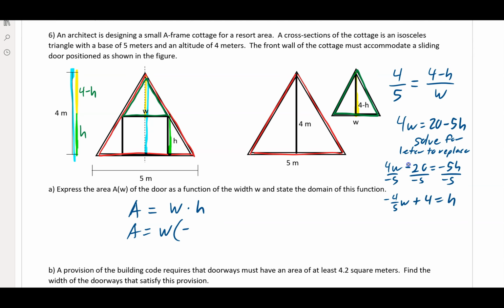And so that is what we plug in, negative 4/5 W plus 4. And then that is our quadratic. Let's simplify this. This is negative 4/5 W squared plus 4W. So we know it looks like this because it has a negative in the front. So let's see how we're going to use this now. So that is all the area. Let's plug this into Desmos and see what it gives us.